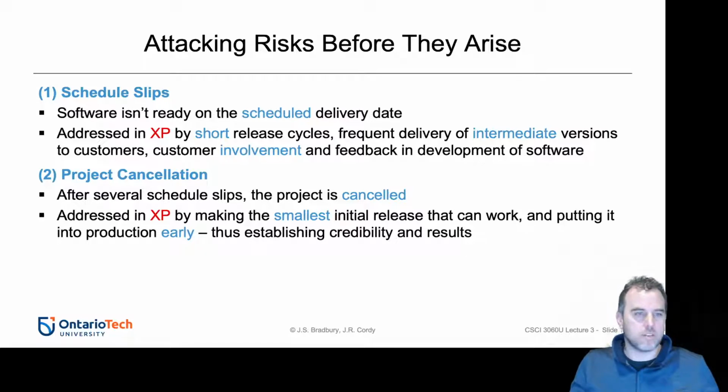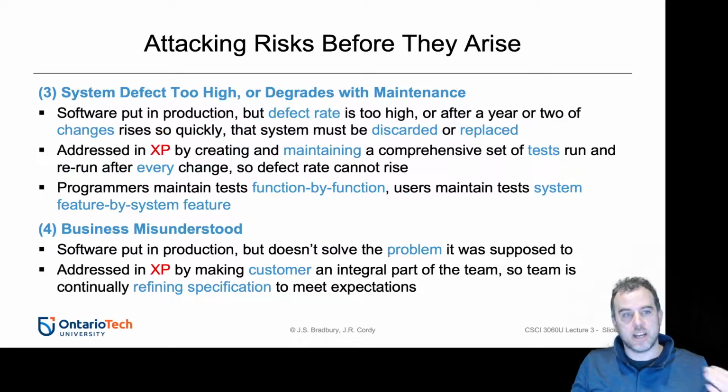They also avoid project cancellations, again, by doing small initial work, right? You add credibility. If you can release a version quickly and early, you'll have a lot more credibility with the customer or with your boss or with your client than if you haven't even released a version yet, but you're still asking for more time. Things like system defects being too high or degrading with maintenance, they actually have methods for dealing with that.